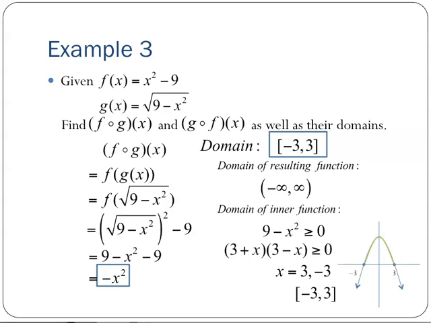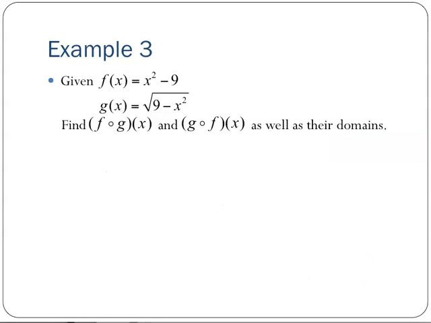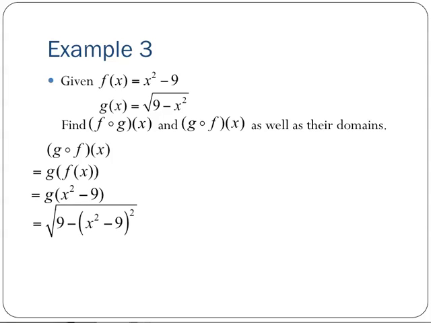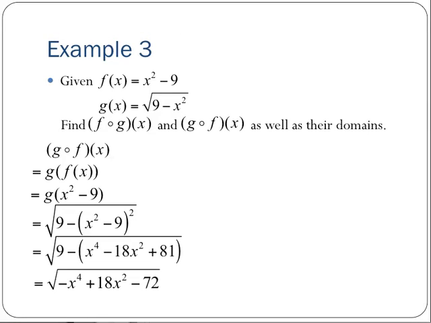Okay, now we've only done it one way. We've only done f composed with g, so now let's do g composed with f. So g composed with f of x, that means f is the inner function, so we're plugging in x squared minus 9 into g. So this is going to end up being the square root of 9 minus, parentheses, x squared minus 9, squared. And if we are going to multiply this all out, we'll end up with 9 minus x to the fourth minus 18x squared plus 81. Simplifying that, we have the square root of negative x to the fourth plus 18x squared minus 72.